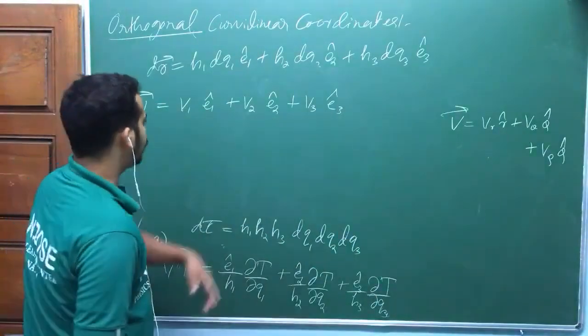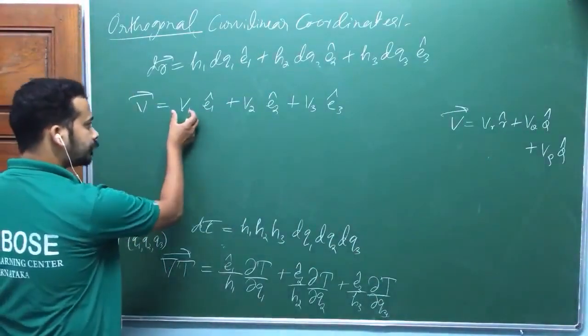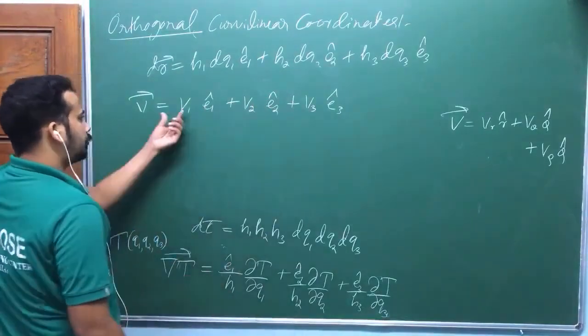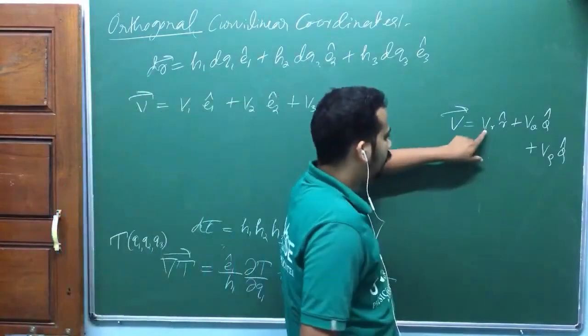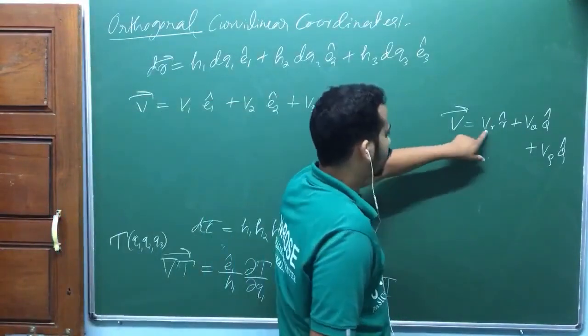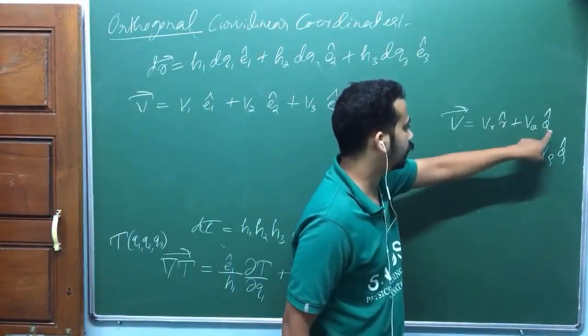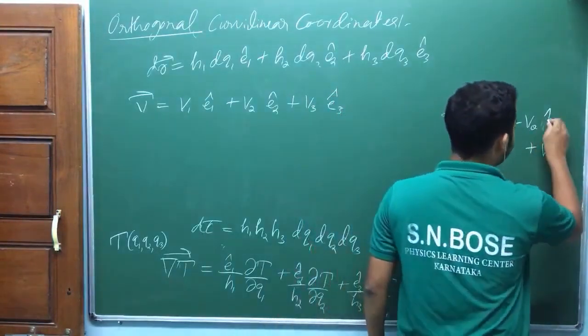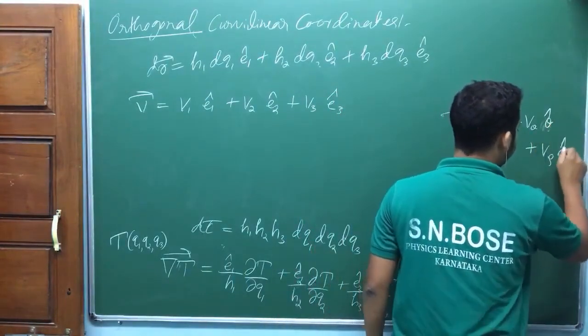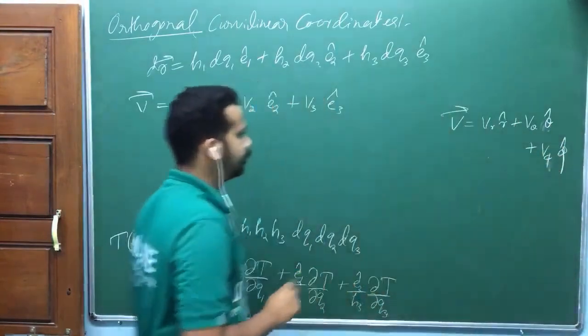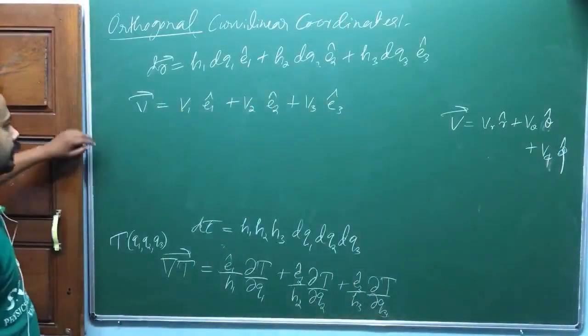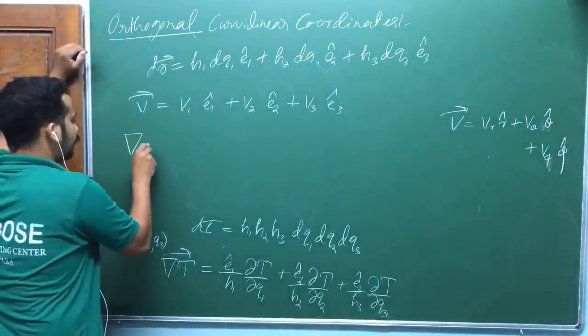Now, if your vector field is written in terms of the components along the respective unit vector directions, this is the component along R cap, this is the component along theta cap, and this is the component along phi cap. So like that. Now you can define the divergence of a vector field.